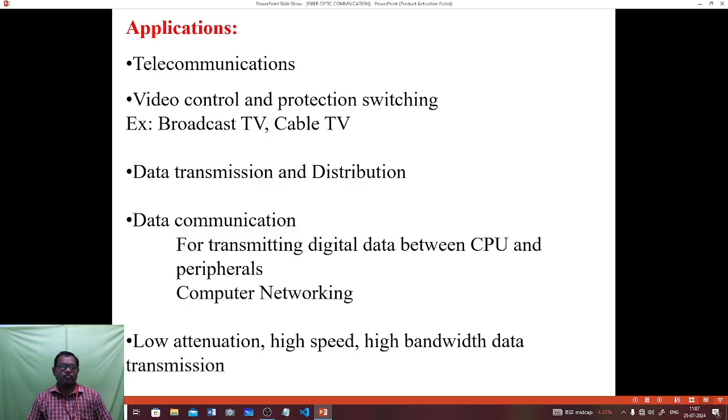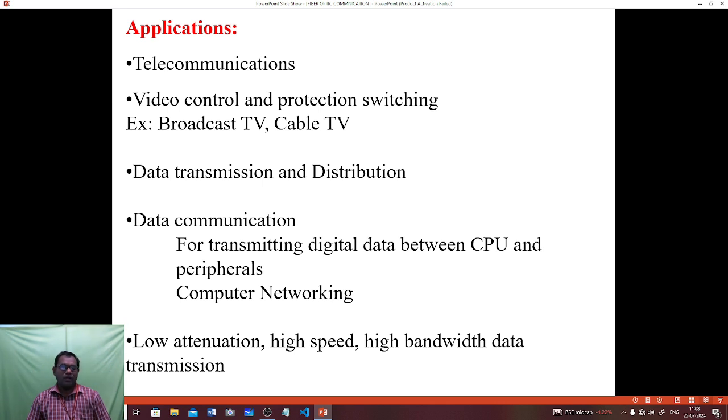Applications of optical fiber. It is used in telecommunication systems, video control and production switching systems. For example, broadcasting TV, cable TV, data transmission and distribution, data communication, for transmitting digital data between CPU and peripherals. CPU means central processing unit, with respect to peripheral devices.